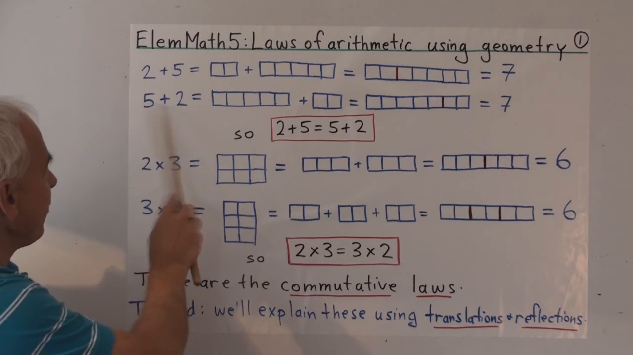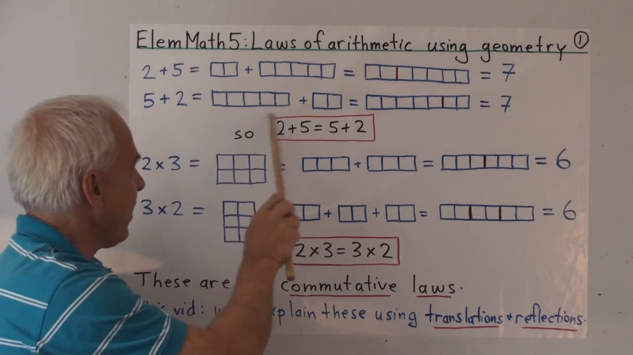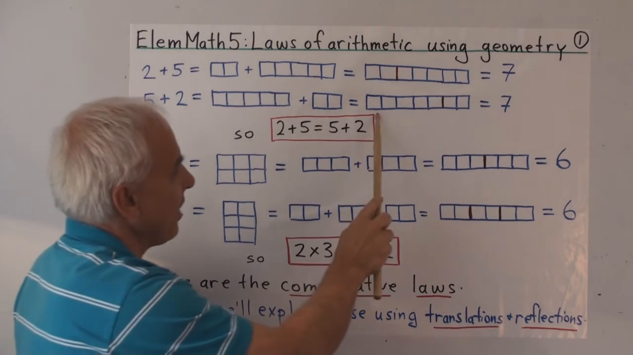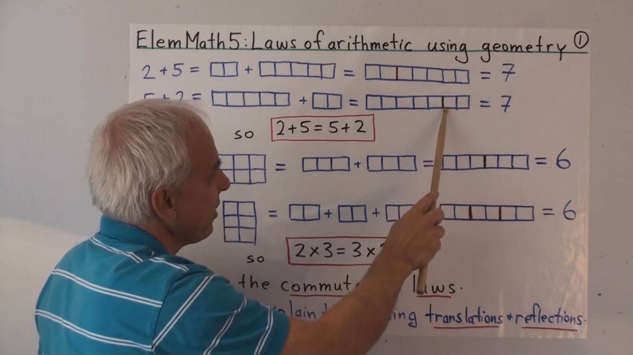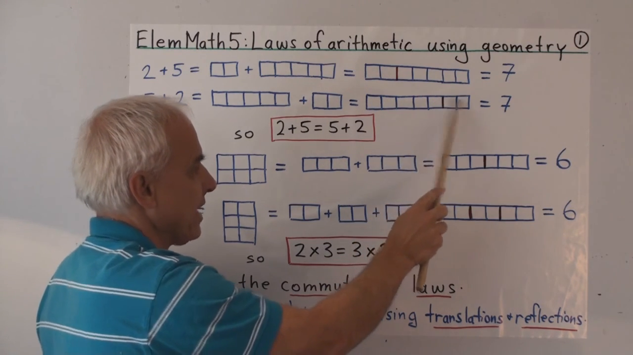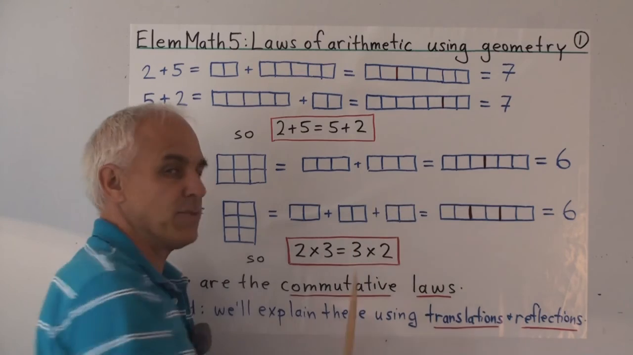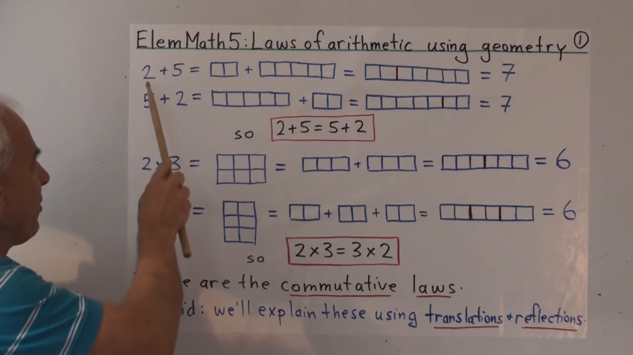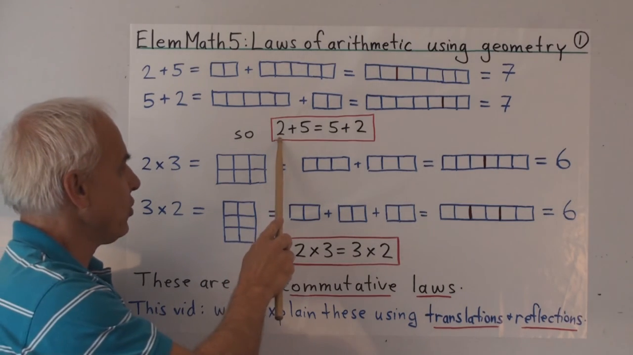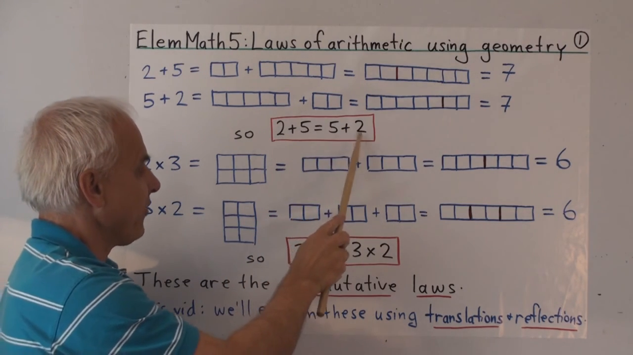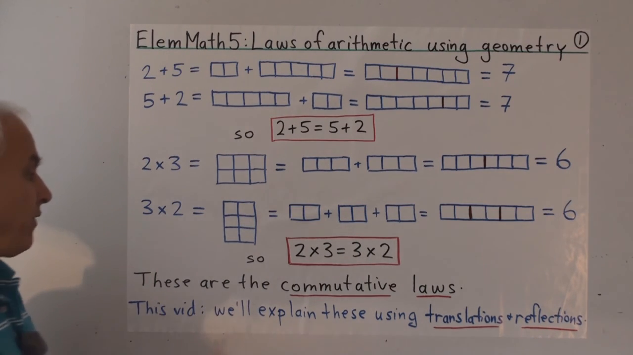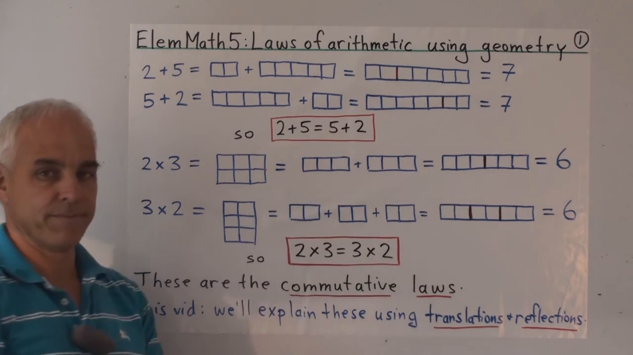On the other hand, 5 plus 2 is what we get when we start with 5 and then add a 2. We put them together in the same way. Now the separation is right there. And lo and behold, when we count, we get 1, 2, 3, 4, 5, 6, 7. Surprise, surprise, we get the same thing that we did when we added 2 plus 5. So we conclude that 2 plus 5 equals 5 plus 2. That is an example of the commutative law for addition.